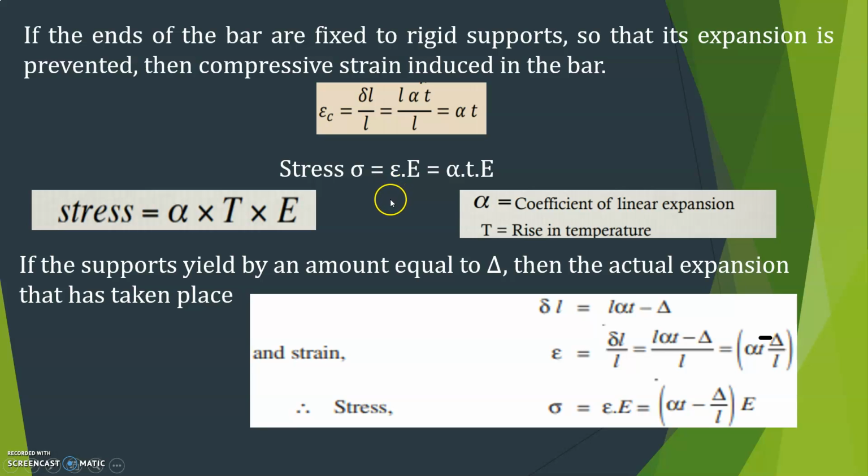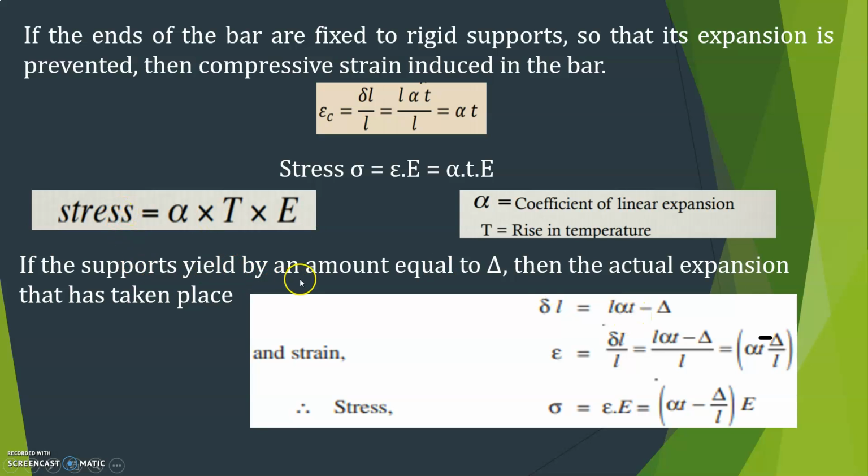Now you know what deformation is. Deformation delta L is given by L into alpha into T, stress is given by alpha into T into E, and strain is given by alpha into T, right? If the supports yield by an amount equal to delta, then the actual expansion that has taken place is given by this. Suppose there is some amount of deformation, either expansion or contraction, then how do you use the formula? Actually delta L is equal to only L into alpha into T.